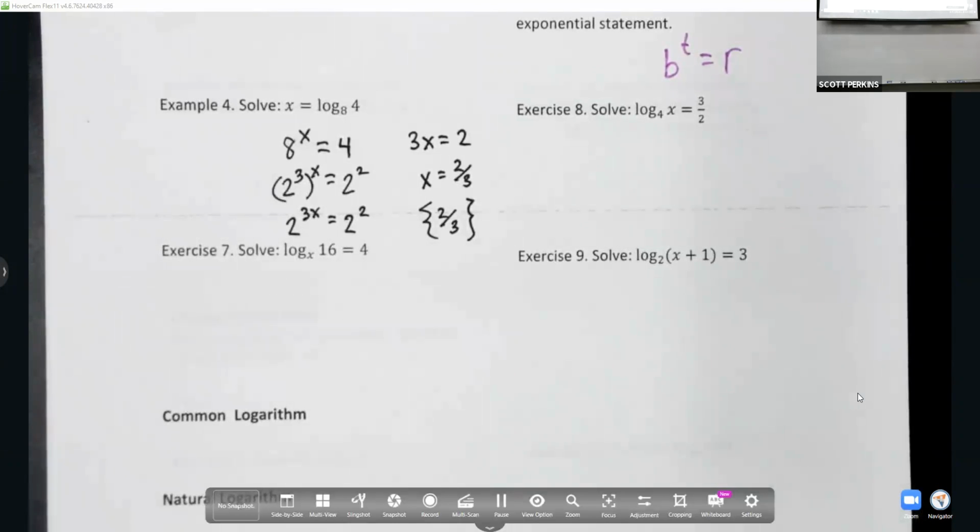So please do the same thing with the one below it. Okay, we're moving down 1, and then we'll go up to exercise 8. Do exercise 7. Log base x of 16 is equal to 4.